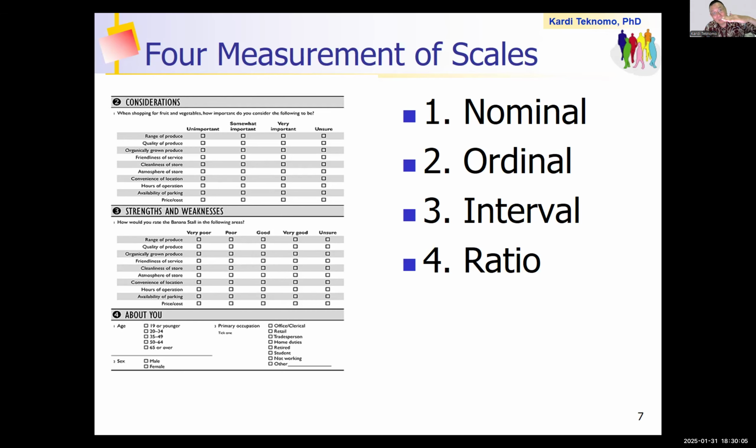Now 0 to 100,000 per year is 1, 100,000 up to 200,000 is 2, and so on. So this becomes interval. So from the actual ratio, the actual income, you can make it into interval. And then you can make it into ordinal. So low income, middle income, high income. So there's an order. Or you can make it nominal, no income or have income. So nominal has no order.